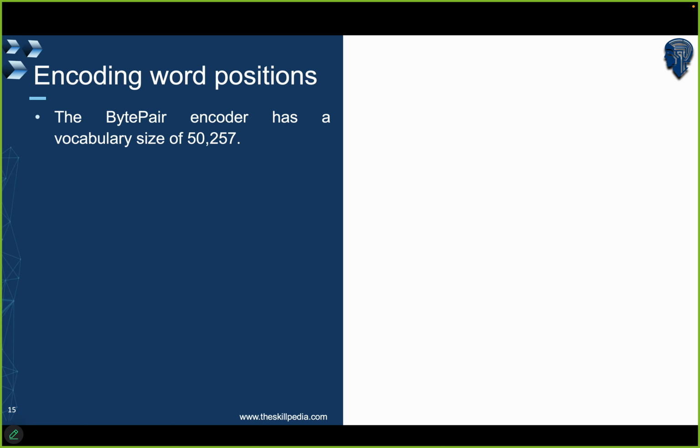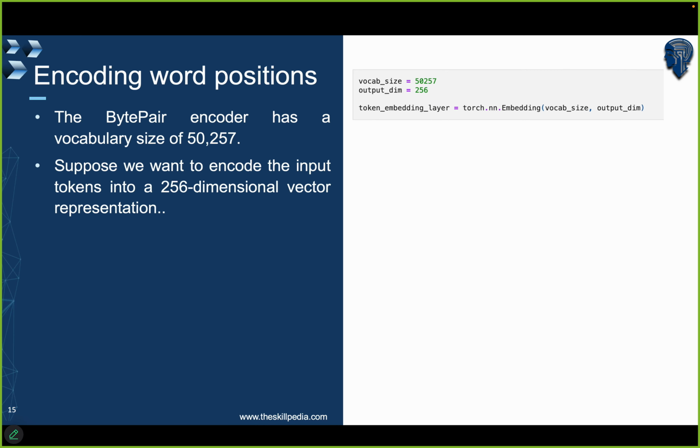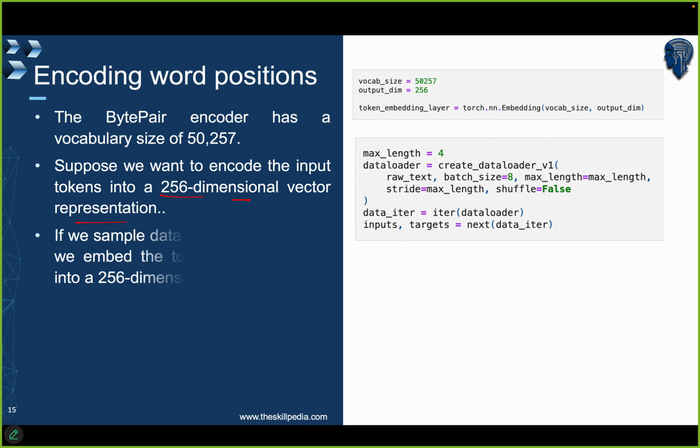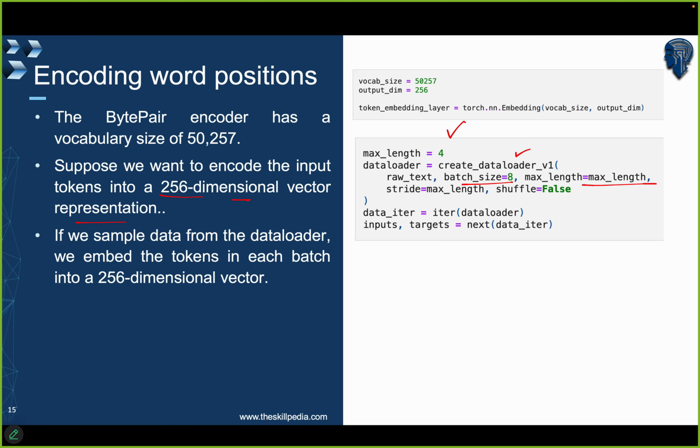The BytePair encoding has a vocabulary size of 50,257. Suppose we want to encode an input token into a 256 dimensional vector representation. Max length is 4. We download the data loader with batch size 8, max length defined with this size, stride equal to max length, and shuffle false.